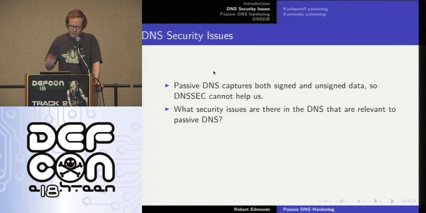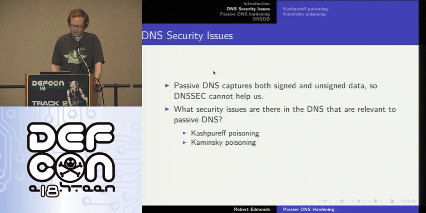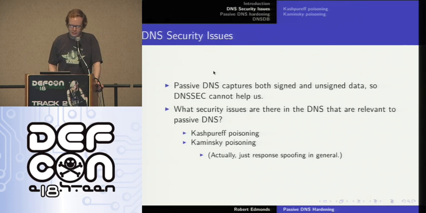So what DNS security issues are most important to passive DNS? We have cache poisoning via extra records, which is an old, easily defeated type of DNS cache poisoning from the 90s. And we also have Kaminsky poisoning, which is a particular type of DNS cache poisoning that makes use of spoofed response packets. Actually, spoofed responses in general are very harmful to passive DNS data collection.